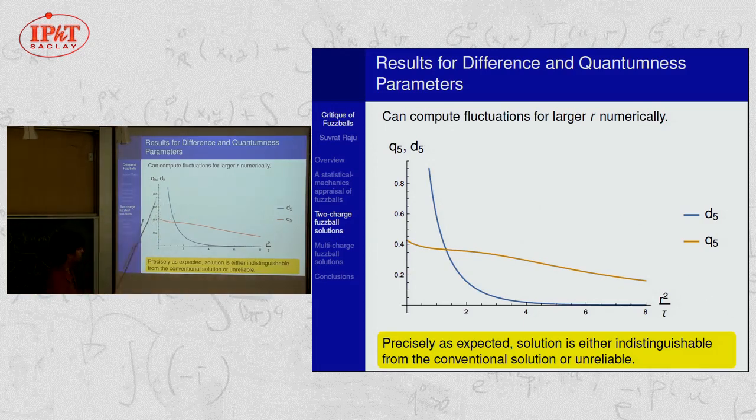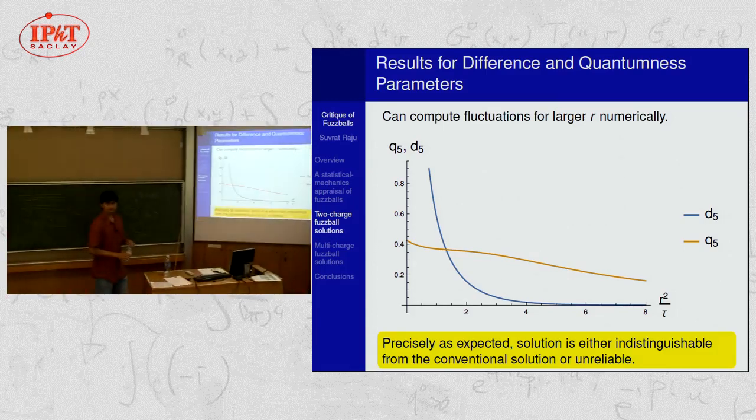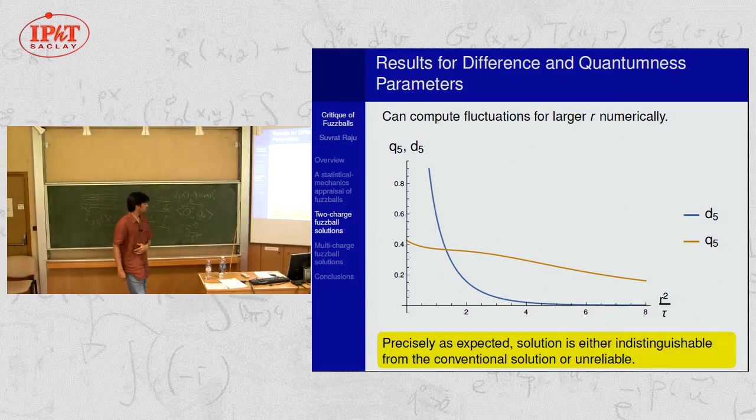What precisely does unreliable mean? To me, there are two senses of unreliable. One is that you can't trust classical intuition, and the other is you can't calculate anything. Things can be quantum, but you can still calculate. So this solution.